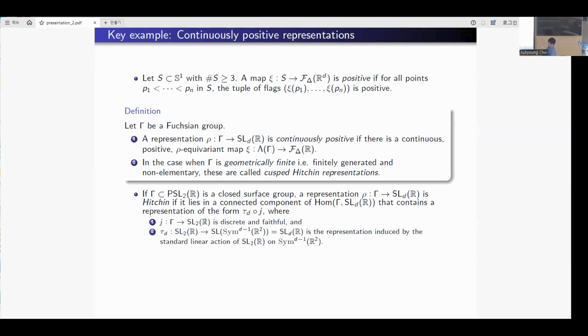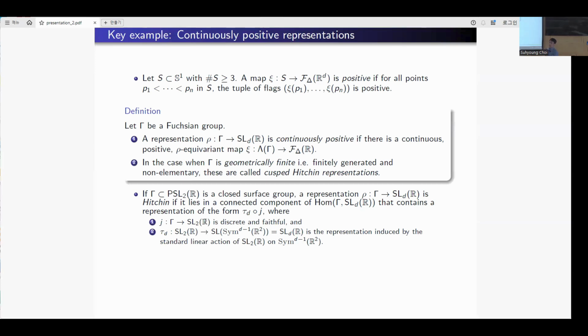And tau D is a map from SL2R to SLDR, which I'm thinking of as SL of the D-1 symmetric tensor of R2. I think in Francis' talk we saw a lot of the wedge, but here I'm taking the symmetric tensor. This is the representation of the induced action of SL2R on the D-1 symmetric tensor. Let's say you take a basis E1 and E2 for R2. A basis for the D-1 symmetric tensor is E sub 1 to the I, E sub 2 to the D minus I, where I goes from 0 to D. That's D+1 different basis vectors.